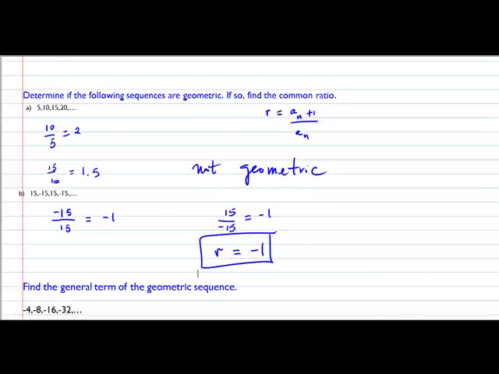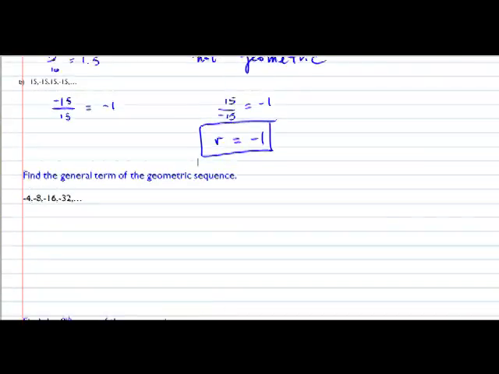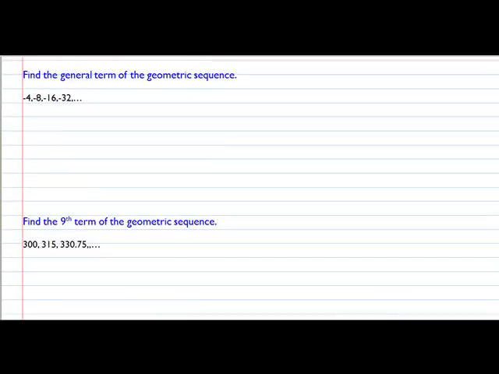Let's try the next example. Next example, we want to find the general term of a geometric sequence, and for that I'm using the formula. This is the formula for the general term of a geometric sequence. To find a formula using this formula here, I need to know what a sub 1 is and what our r is. Our r, we have to find that. A sub 1 is easy. A sub 1 will be minus 4.